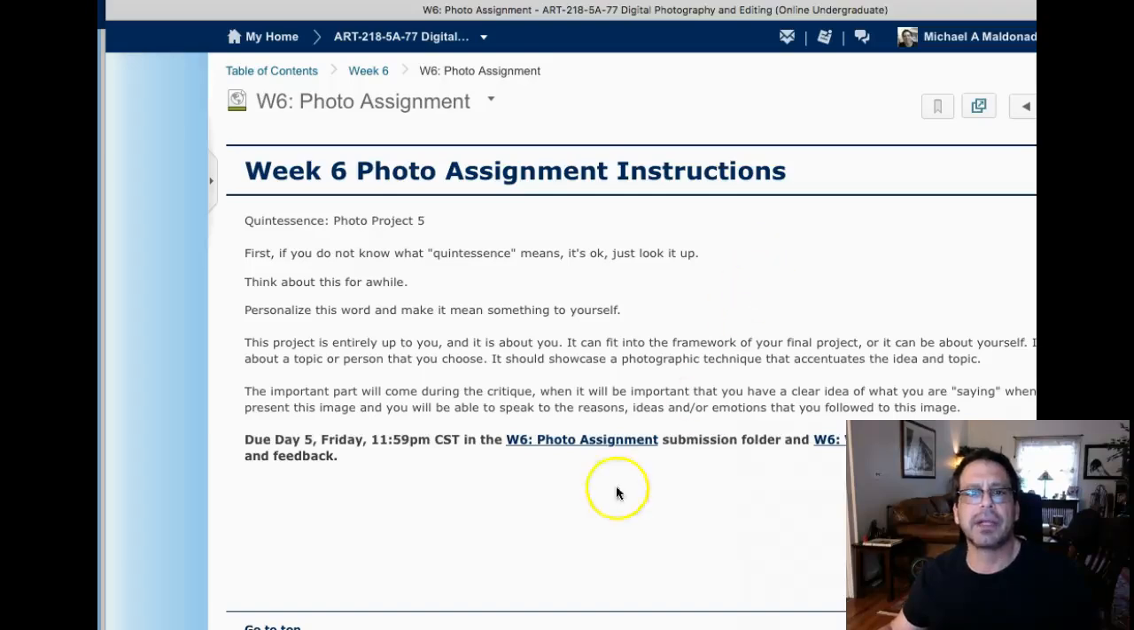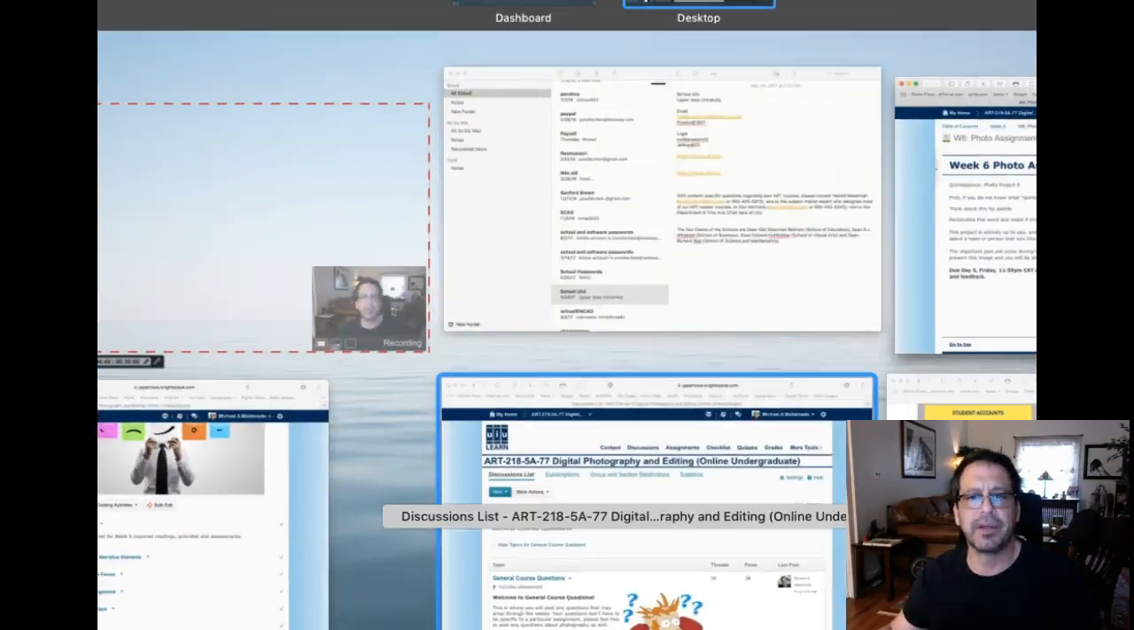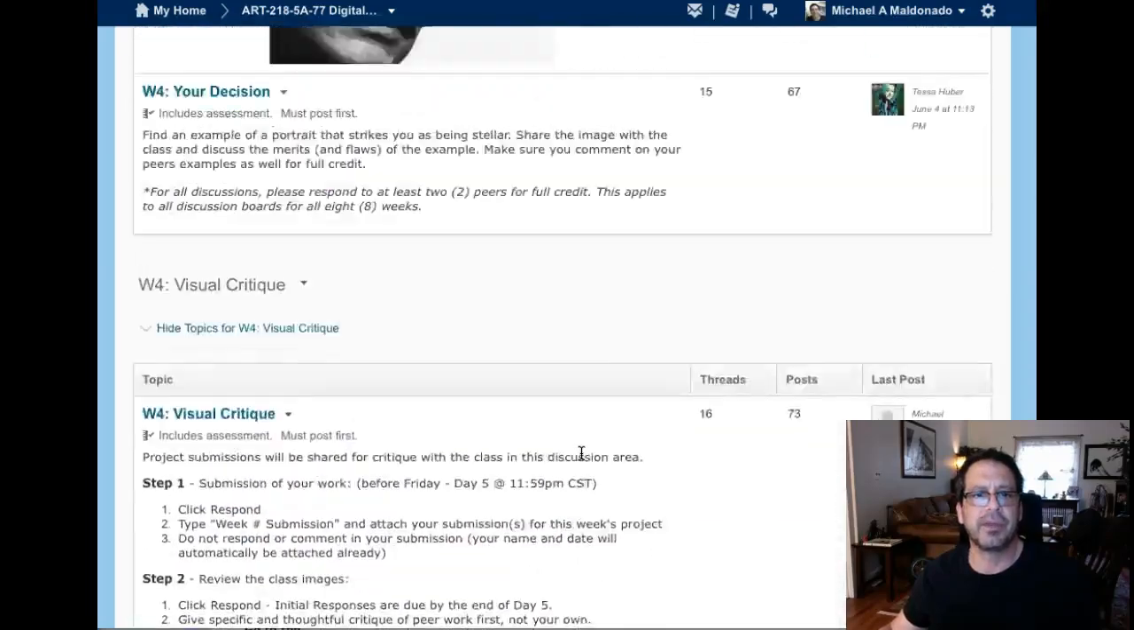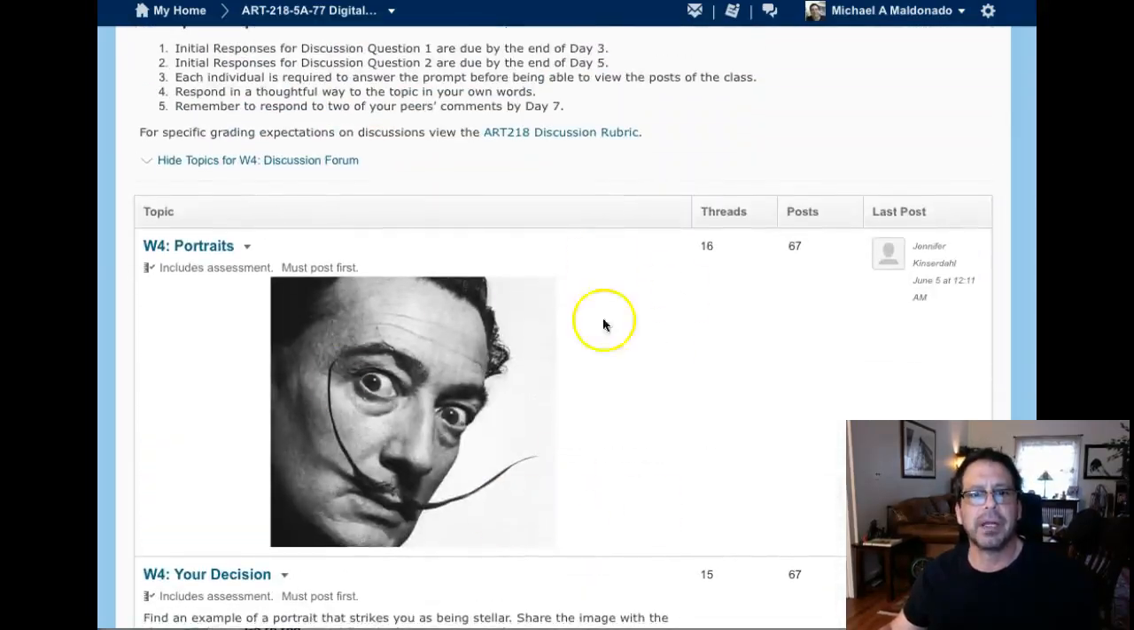Okay, so let's take a look at one of our old photo assignments, and let's look at this as an example of quintessence. I want to use this one right here. Salvador Dali, the surreal artist. This is a quintessential portrait of Salvador Dali because it creates this embodiment of Salvador Dali, the artist.